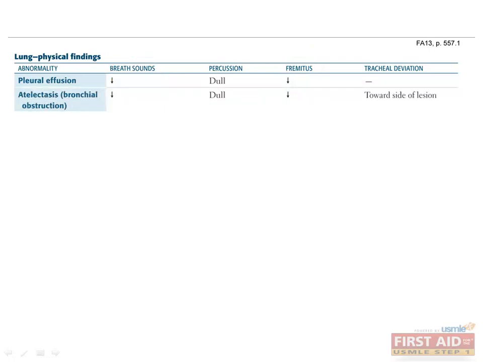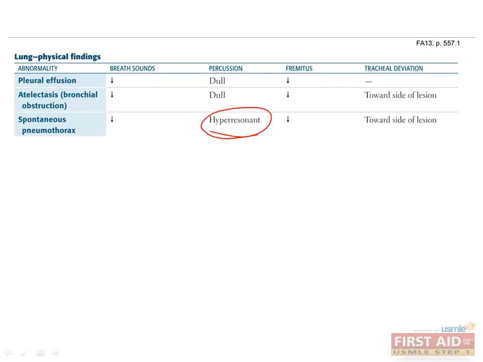If you have a similar presentation but with tracheal deviation towards the affected side, you might think atelectasis and bronchial obstruction, since you get the tracheal deviation as the lung collapses distal to the obstruction. We'll talk more about pneumothorax on page 561, but this is a situation where you have a collapsed lung. This is really the only condition where you expect to see hyperresonance.